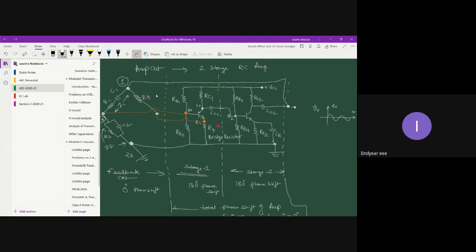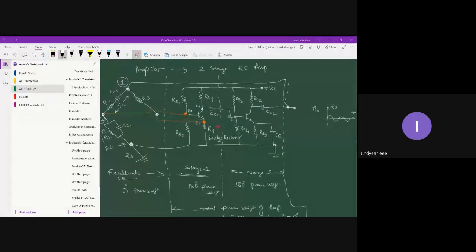And the disadvantages: there are a few. It makes use of several elements, due to which the circuit size increases, and the cost of the circuit is more compared to the RC phase shift oscillator. And since the circuit is made up of RC elements, it is prone to electromagnetic interference because there is no shielding provided, and the aging effect may deteriorate the frequency of oscillation as well. So these are the disadvantages.